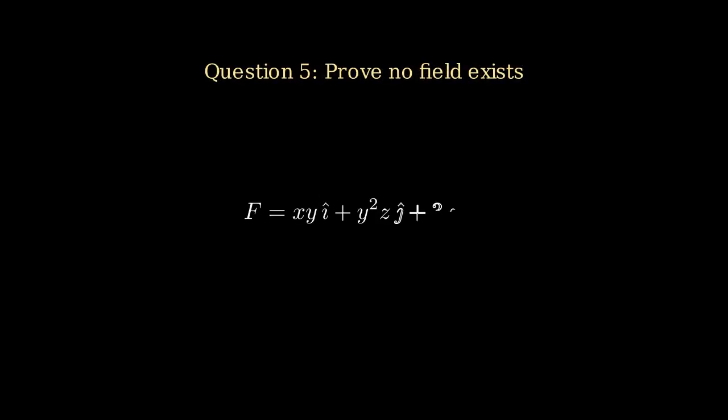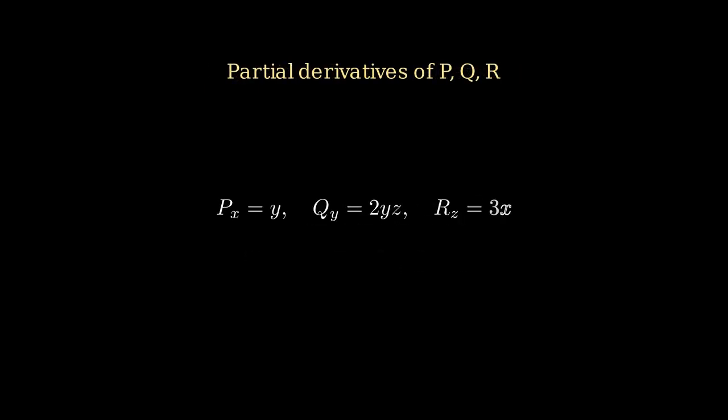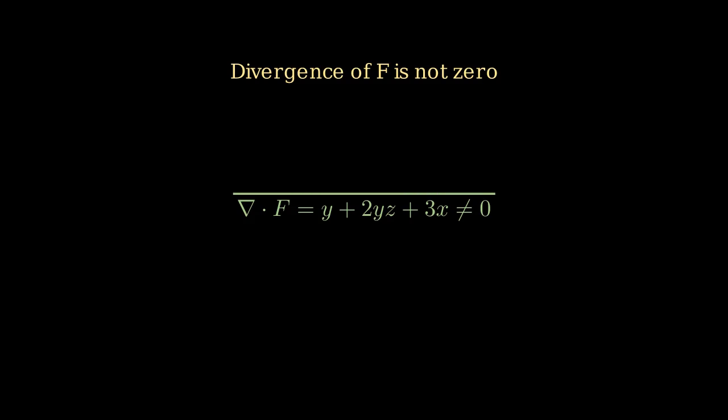Prove that no such field exists. Take f equals xy i hat plus y squared z j hat plus 3xz k hat, so p equals xy, q equals y squared z, and r equals 3xz. Partial of p with respect to x gives y, partial of q with respect to y gives 2yz, and partial of r with respect to z gives 3x.